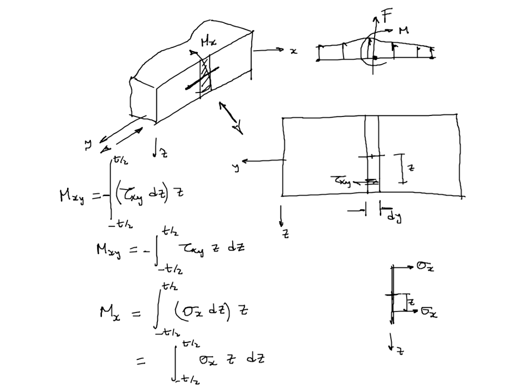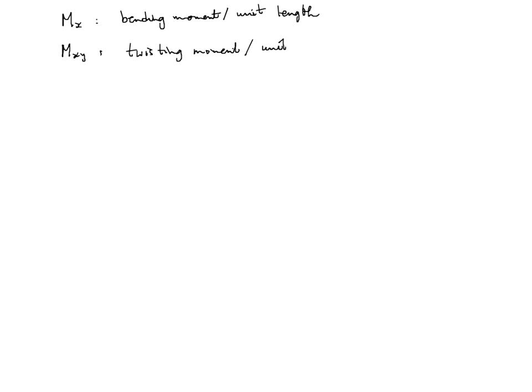So actually, bending moment is not defined according to whether it rotates around x or around y. It's just defined such that it causes compression at the top surface and tension at the bottom surface. So at the end of the day, we end up with the following moment resultants defined on a face normal to the x-axis. We have Mx, which is bending moment per unit length, and Mxy, which is twisting moment per unit length.